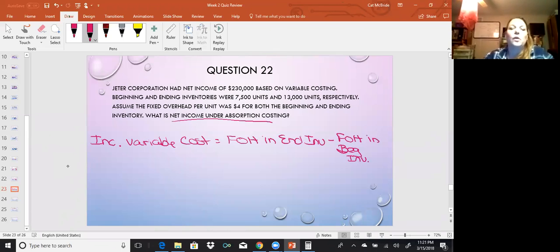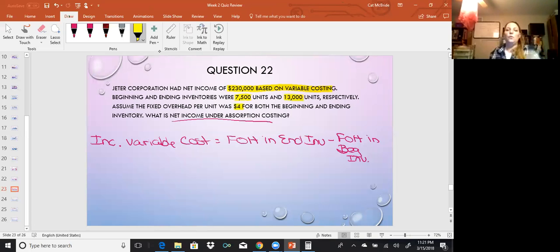Here we know that Jetter Corporation had net income of $230,000 based on variable costing. We knew that the beginning and ending inventories were $7,500 and $13,000, and the fixed overhead per unit was $4. Okay, so now we're going to figure out what it would be under absorption costing.